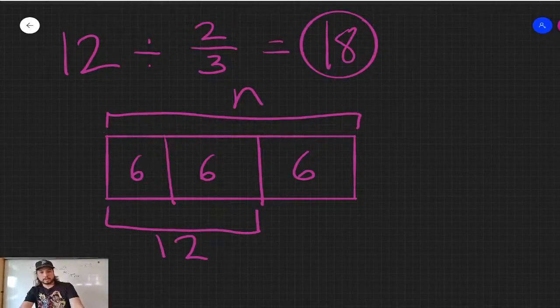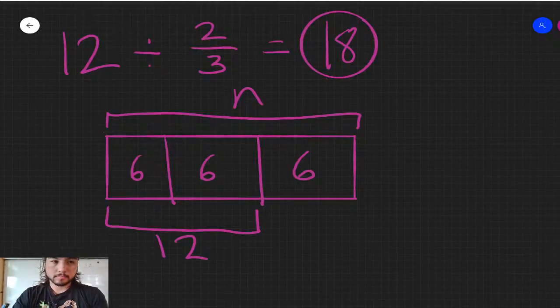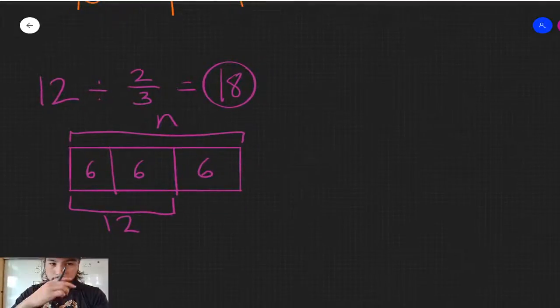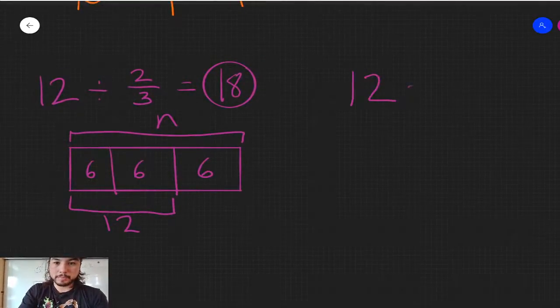Okay, so that's how we've kind of proved it with a model. Now let's see if our shortcut, if our flip the divisor and multiply shortcut works here. Okay, so what is the equation going to look like if we're flipping the divisor and multiplying? Instead of, I'm going to zoom out, scoot it to the side a little bit. Instead of 12 divided by 2/3, we have 12 times what?